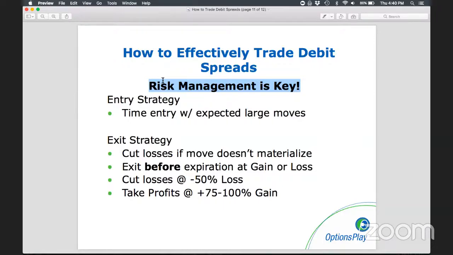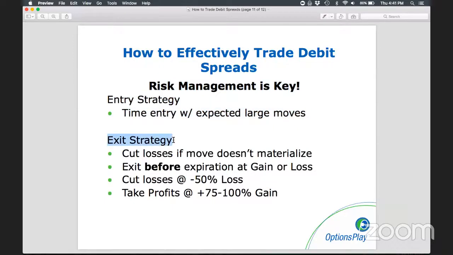So let's talk a little bit about what those rules are for trading debit spreads. Number one, when you enter your trade, very simple. You want to time them when you expect a large move. This is exactly what we talked about before. Unless you expect a large move, you should not be trading a debit spread.